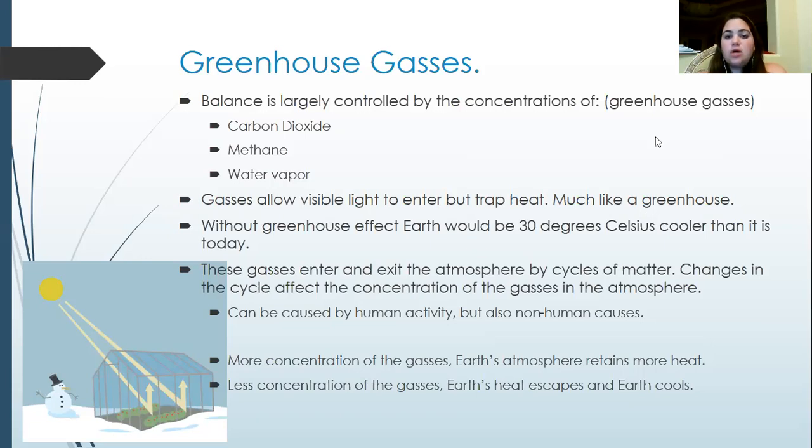These gases will enter and exit the atmosphere by cycles of matter. Changes in the cycle affect the concentration of gases in the atmosphere. If we have more gases in the atmosphere, then Earth will be hotter. If we have less gases in the atmosphere, then Earth will be cooler. This can be caused by human activity, but can also be caused by non-human causes. Yes, we are causing some of these issues, but there can be non-human causes of these greenhouse effects. Again, with more concentration of gas, Earth's atmosphere retains more heat. With less concentration of gas, Earth's heat escapes and Earth cools.